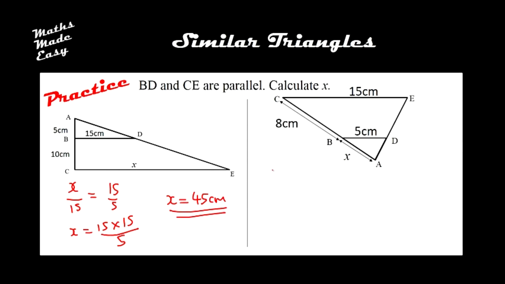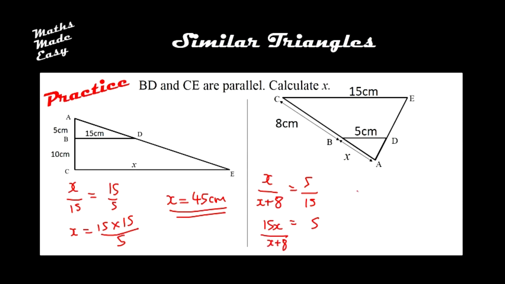This next one here, I've got x for the smaller one here and x plus 8 for the larger one, remembering that I need to add this x and the 8 together, and that equals 5 over 15. Now this one here, I'm going to multiply both sides by 15 first, so I'm going to get 15x equals 5, and I've still got over x plus 8.